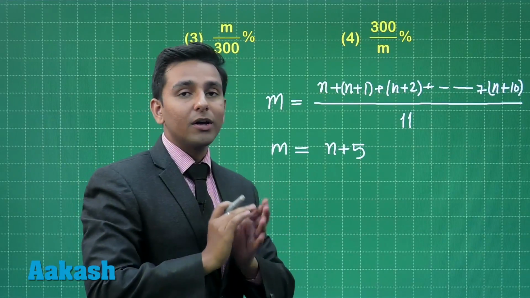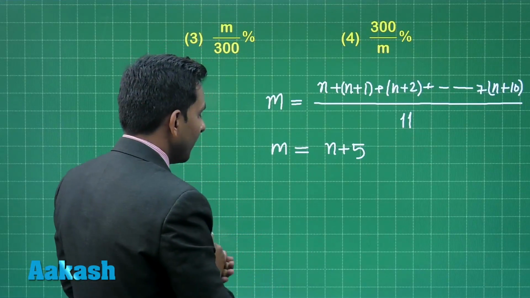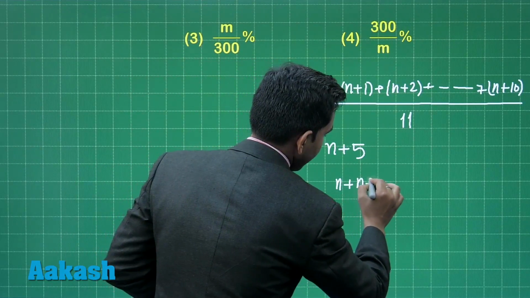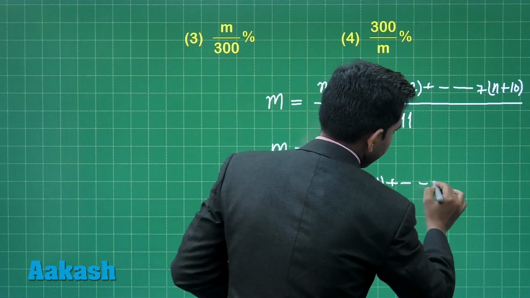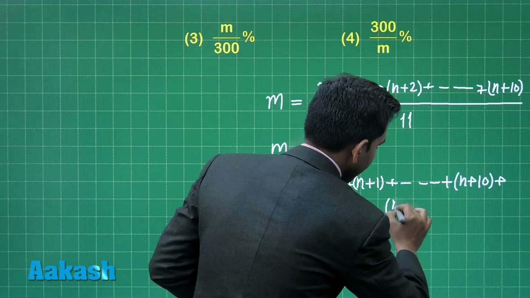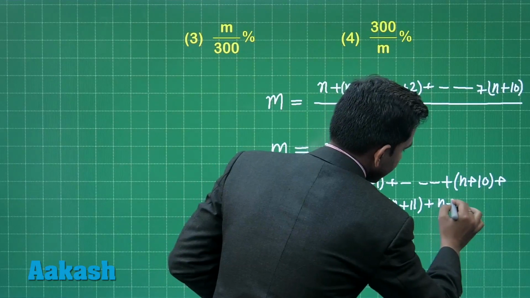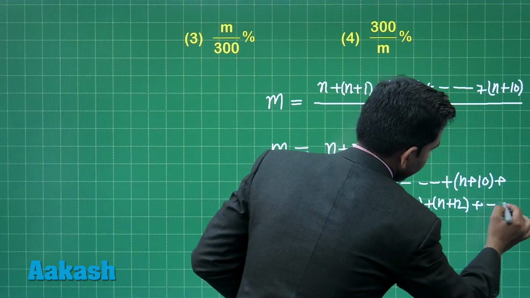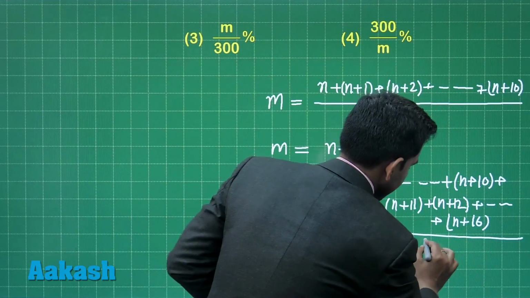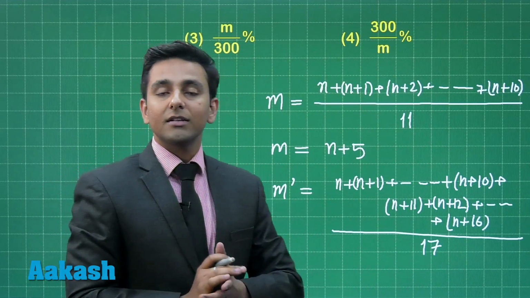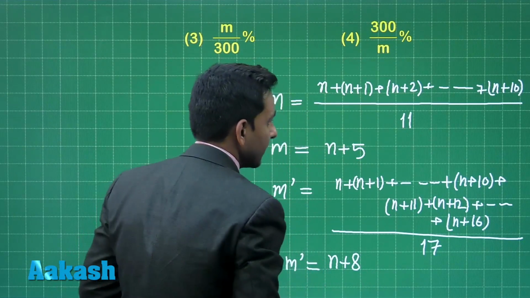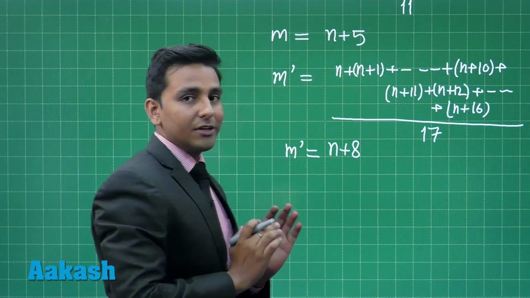Now when we add 6 more consecutive numbers, what will be the new mean? So we are assuming the new mean is equal to m dash. So it is calculated as n plus 1, the first 11 numbers up to n plus 10, and further we are adding 6 more consecutive natural numbers. That means n plus 11, n plus 12 up to n plus 16. So it is divided by 17 because here we have a total of 17 consecutive natural numbers. In this condition we are getting the value of the new mean equal to n plus 8. So this is equal to m dash. Now here we have the value of the original mean and new mean.